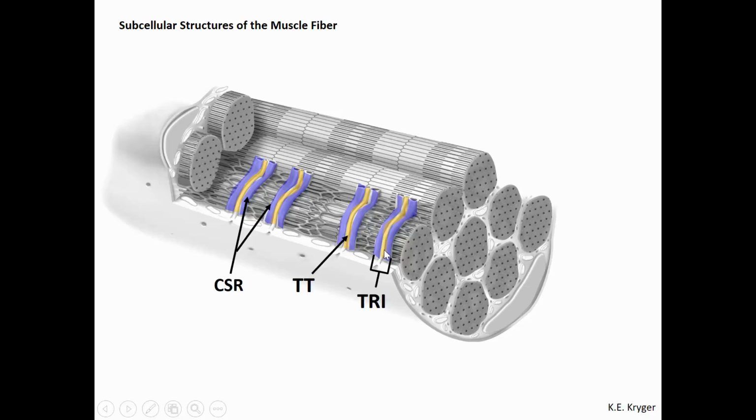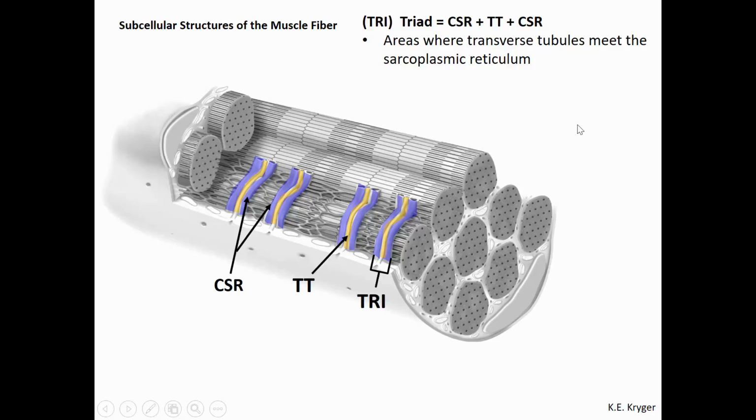And then when we have three structures together, just this little bracket here, just write TRI. The TRI stands for a triad. It's between the cisternae of the sarcoplasmic reticulum, so in blue here, plus the transverse tubule, plus another cisternae of the sarcoplasmic reticulum. So these are areas where the transverse tubules meet the sarcoplasmic reticulum. So 3 structures, triad.